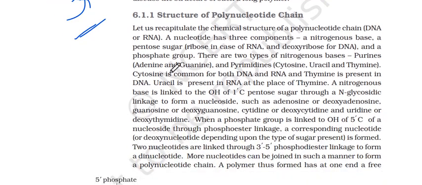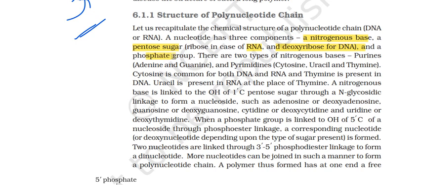Let us recapitulate the chemical structure of polynucleotide chain, DNA और RNA. ठीक, हमारे पास अब जो ये चेन बन रहा है मोनोमर यूनिट से, हम इसके स्ट्रक्चर पे आते हैं. A nucleotide has three components: a nitrogenous base, एक तो हमारे पास बेस होता है, ठीक, एक पेंटोज शुगर होता है, which can be ribose in case of RNA, it can be deoxyribose in case of DNA, and a phosphate group.